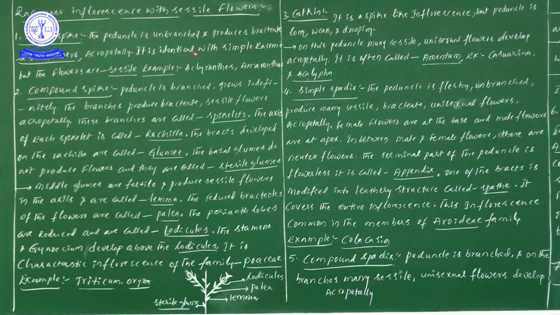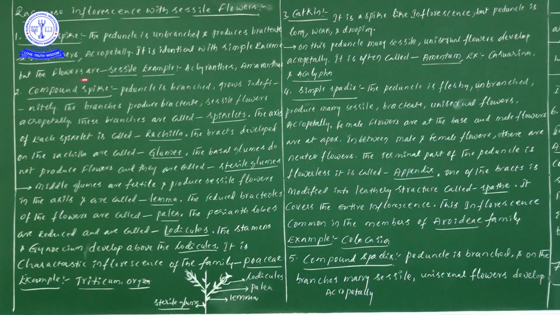The simple spike is identical with the simple raceme. Why? In the simple raceme we saw pedicellate flowers, but here we observe only sessile flowers. All remaining points are the same as in the simple raceme. That is why the simple spike resembles the simple raceme. The one and only difference is that the pedicel, the stalk of the flower, is absent, whereas it is present in pedicellate flowers. Remaining all points are the same.